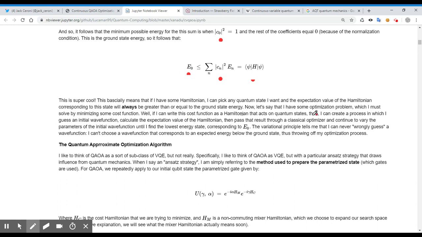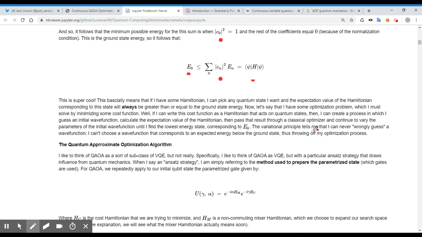state energy. Now let's say that I have some optimization problem which I must solve by minimizing some cost function. Well, if I can write this cost function as a Hamiltonian that acts on quantum states, then I can create a process in which I guess an initial wave function, calculate the expectation value, pass the result through a classical optimizer, and continue to vary parameters of the initial wave function until I find the lowest energy state corresponding to E0.